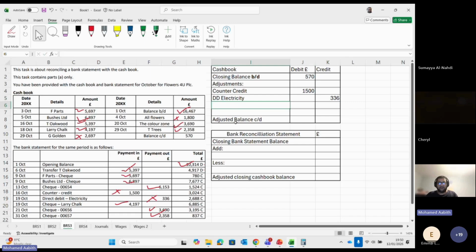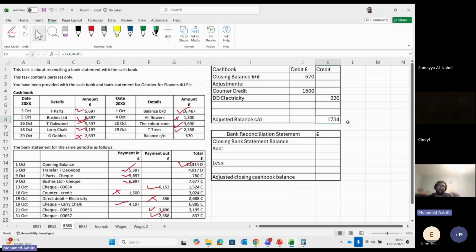£336. Now they're asking you for the adjusted balance carried down. Now can you see here they want the carried down figure? It is similar to this one. It's going to be on the lower side. So what we're going to do, we're going to find the adjusted balance carried down, add these two and take that number away, and it's £1,734. My cash book now has a balance carried down figure of 1,734 on the credit side.